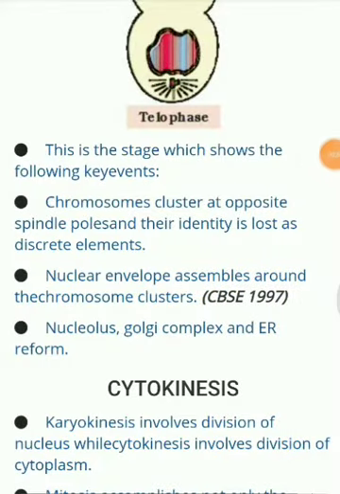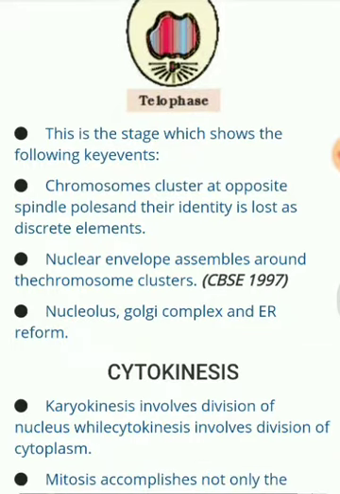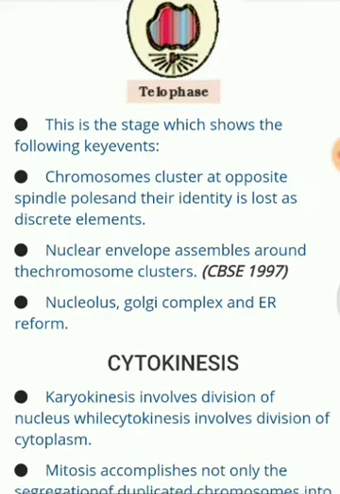Chromosomes cluster at opposite spindle poles. Their identity is lost as discrete elements. The nuclear envelope assembles around the chromosome clusters. The nucleolus, Golgi complex, and ER reform.